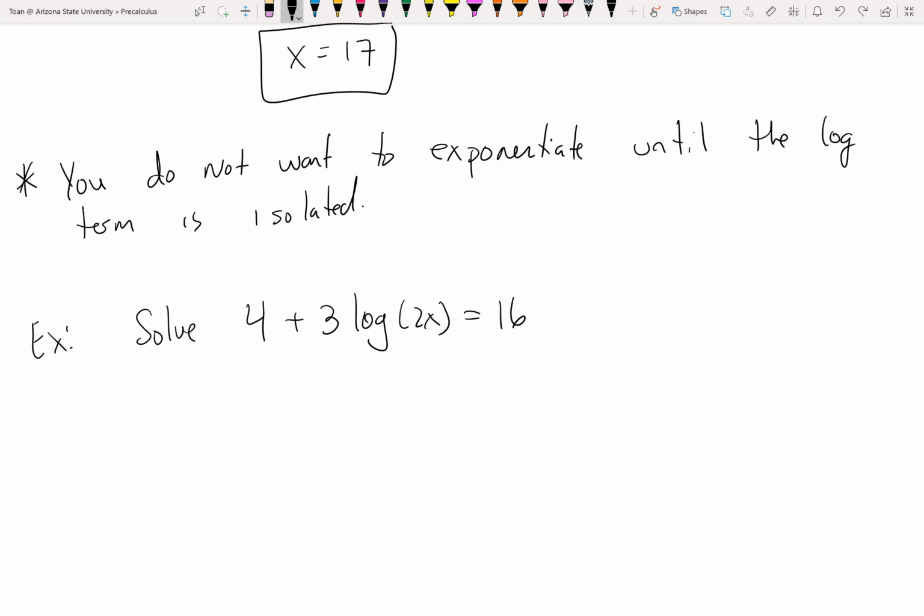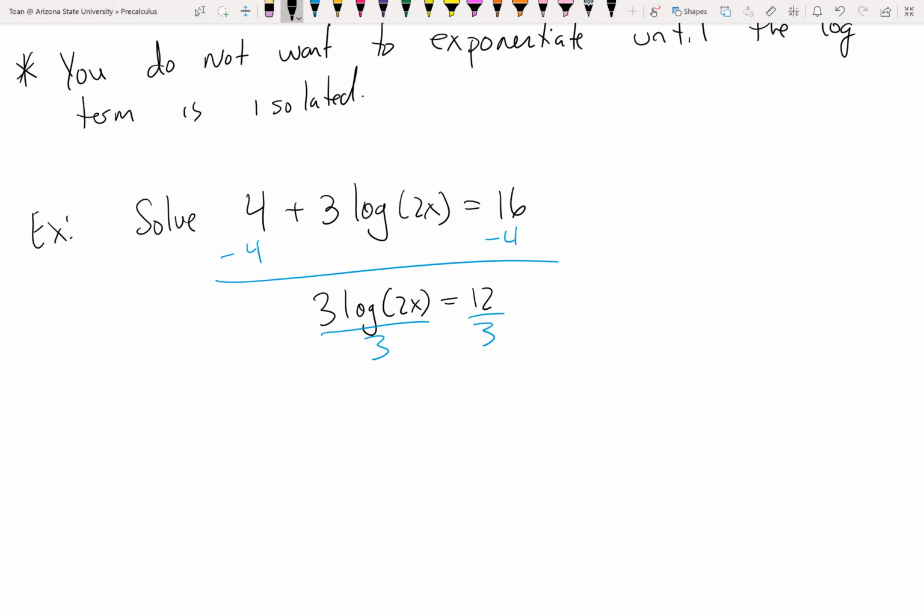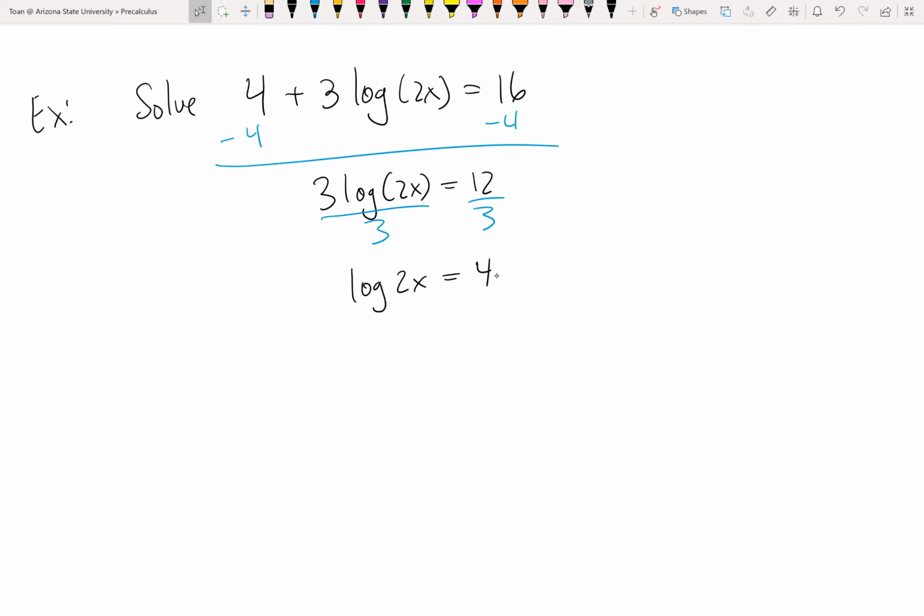So the first thing we're going to do is get rid of the 4 via subtraction. That leaves us with 3 log of 2x equals 12. And then we're going to get rid of the 3 via division. And that gives us log of 2x equals 4. Now we can go ahead and solve this. So we're going to exponentiate. Now this is a common log because we don't see a base. So we're going to exponentiate both sides with base 10 because common log is always base 10.